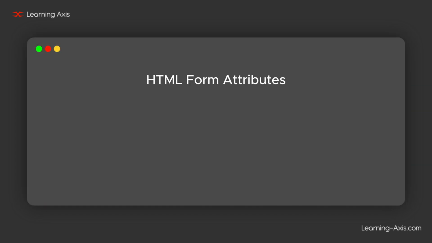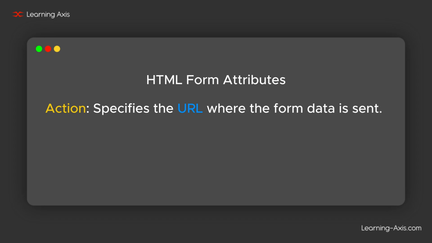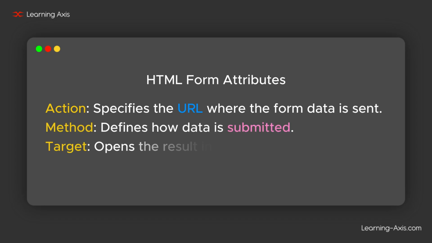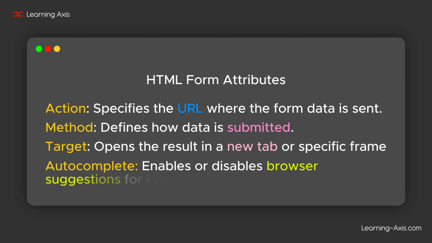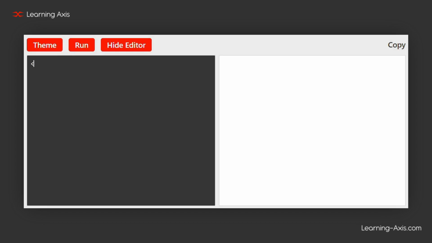Now, let's look at some form attributes that affect how forms behave. Action specifies the URL where the form data is sent. Method defines how data is submitted. Target opens the result in a new tab or specific frame. Autocomplete enables or disables browser suggestions for input fields. Let's see the example.